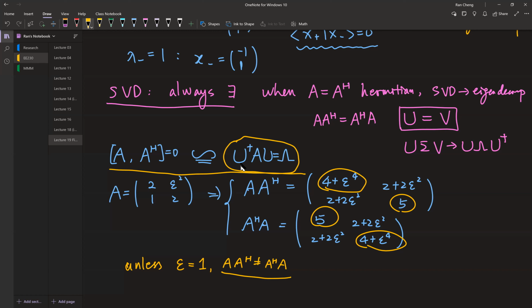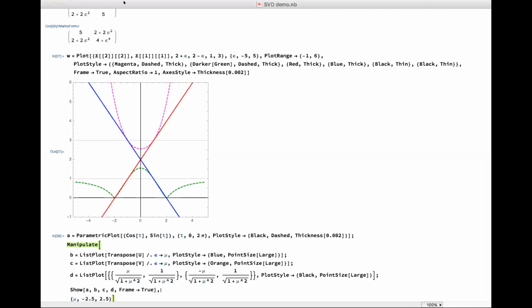So I would like you to see an animation of this problem. Let me change my screens. Let me stop sharing here and share. Okay, this is my code.